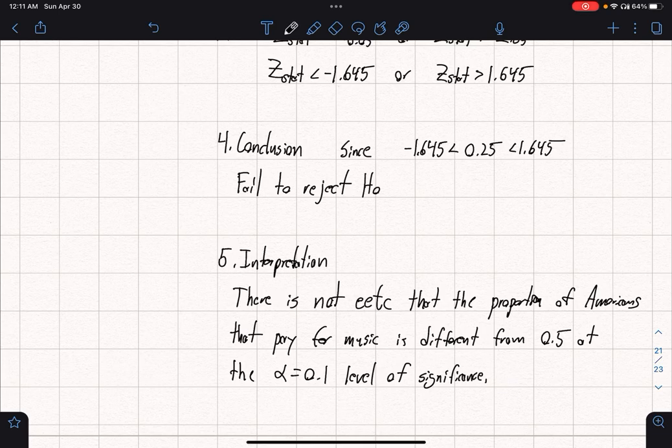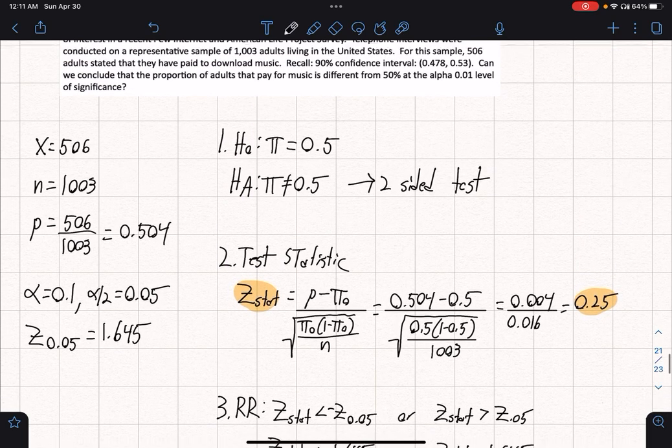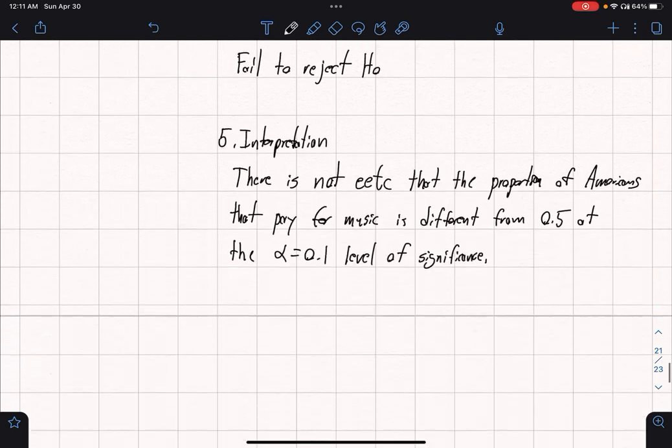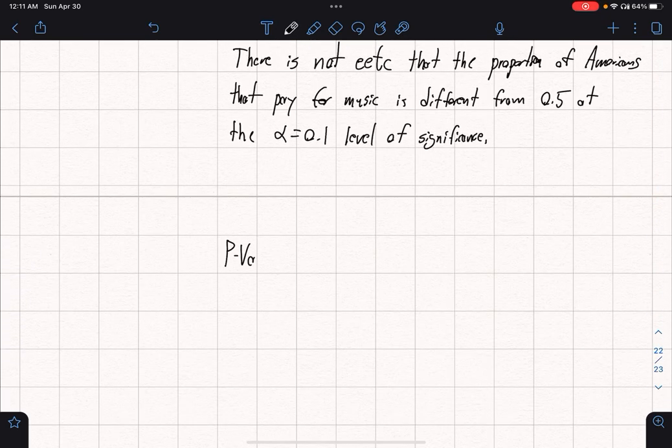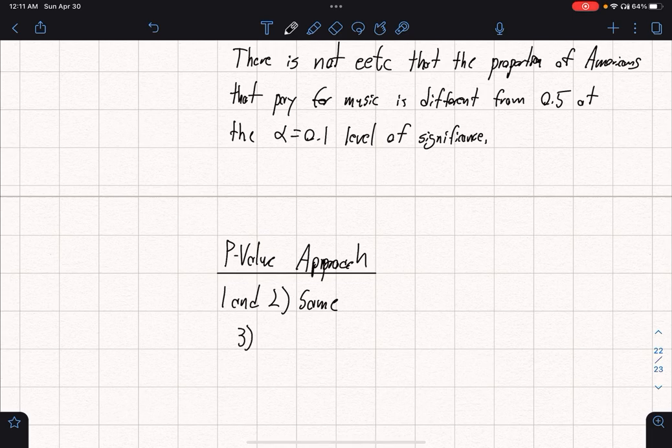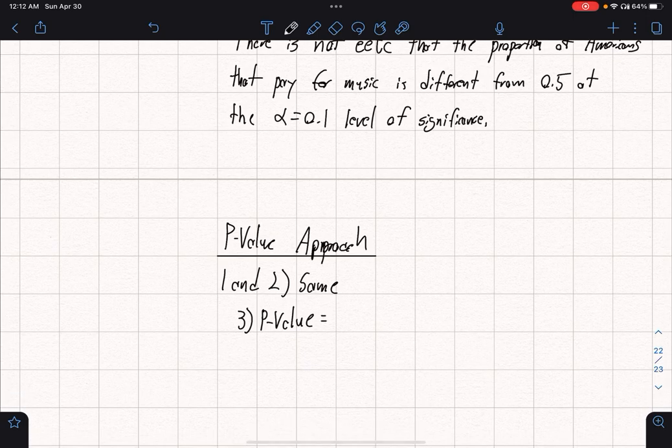Okay, so we finished our hypothesis test, but let's go ahead and practice our p-value approach. So let's just say p-value approach. So steps 1 and 2 are the same. Step 3, we need to calculate the p-value. So this is going to be equal to 2 times probability z bigger than z stat. Right? I'm multiplying by 2 because this is a two-sided test.